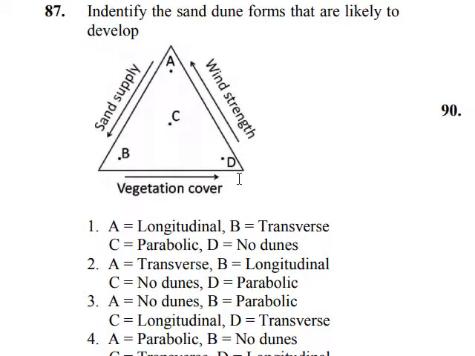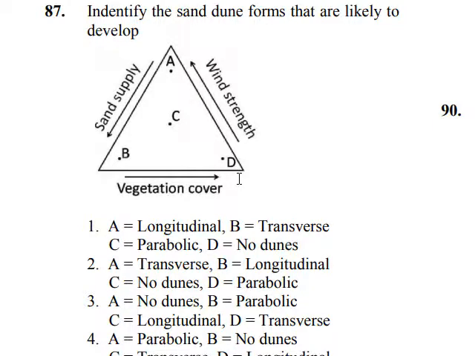So the common relation between them shows how sand dunes develop. First is the longitudinal form; longitudinal sand dunes, correct. Second is the transverse, because the sand supply increases. The first is longitudinal because sand supply is low and wind strength is high. Then you can see the parabolic. And there are no dunes because there is no wind and vegetation cover, so no dune forms. So A is the correct answer.